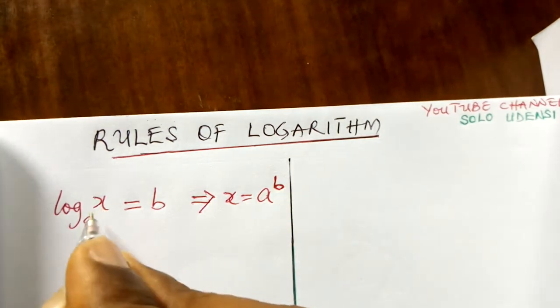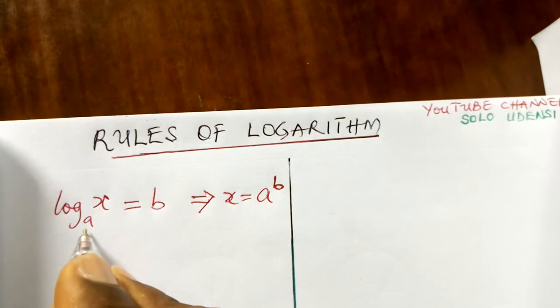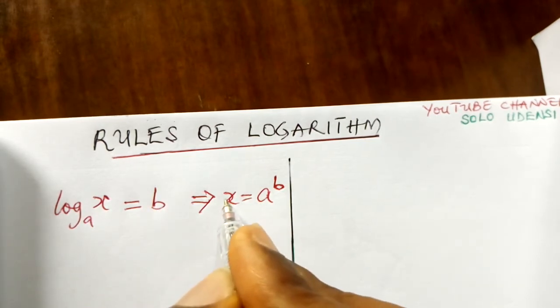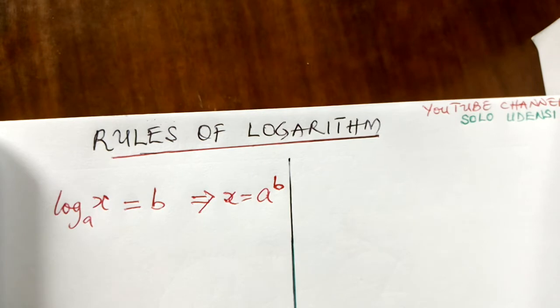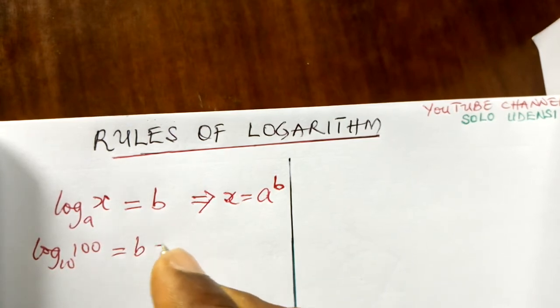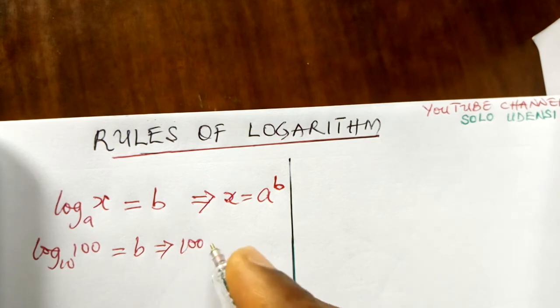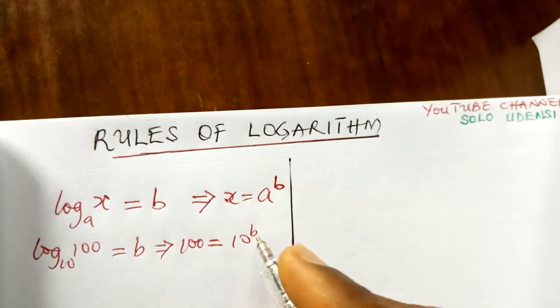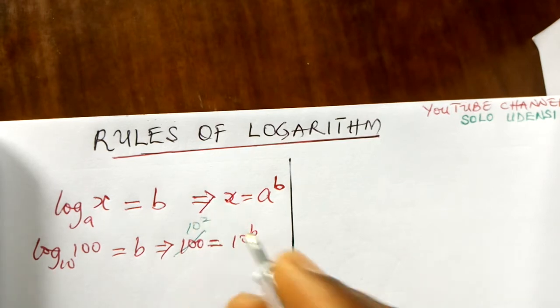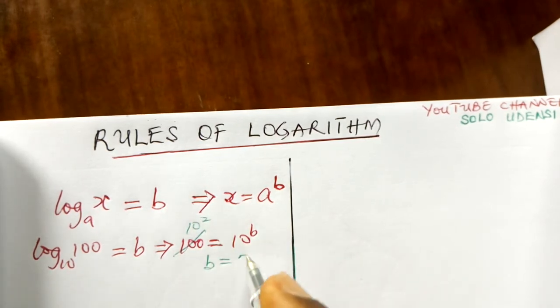So to get the log of x for a particular base a, we must raise that base to a particular exponent b to get that number. That's what logarithm is all about. For instance, if we have log_10 100 and we say it's equal to b, this implies that 100 must be 10 raised to power b, and you know that 100 is equal to 10 raised to power 2, which means that our b is equal to 2.